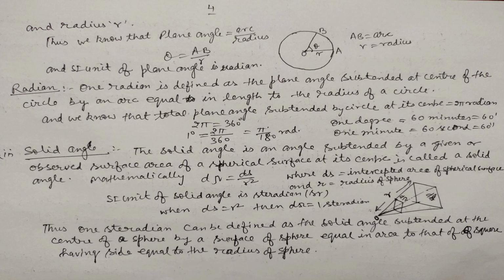So when ds is equal to r square, then this solid angle is equal to 1 steradian. So now we can define this solid angle mathematically, and define what is the 1 steradian. So 1 steradian is the solid angle subtended at the center of the sphere by a surface of a sphere equal in area to that of a square having side equal to the radius of the sphere.